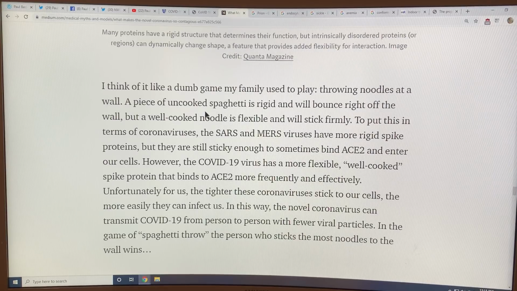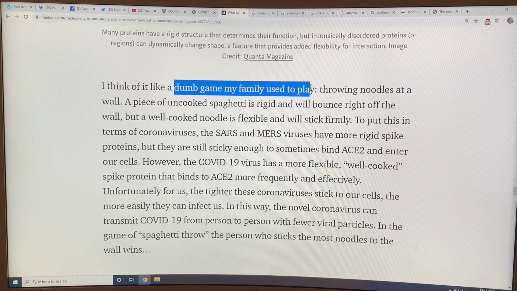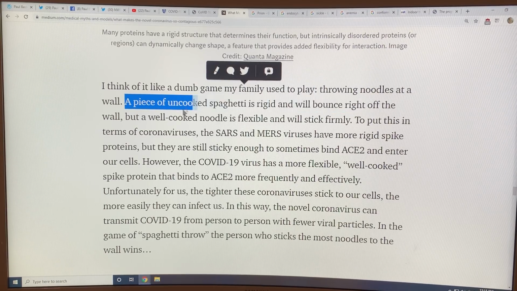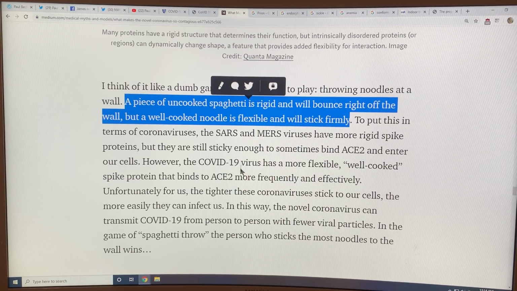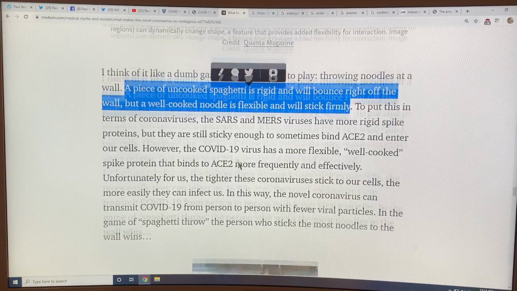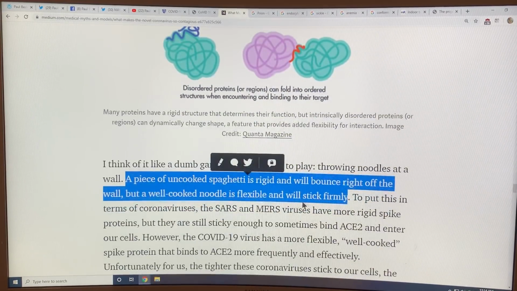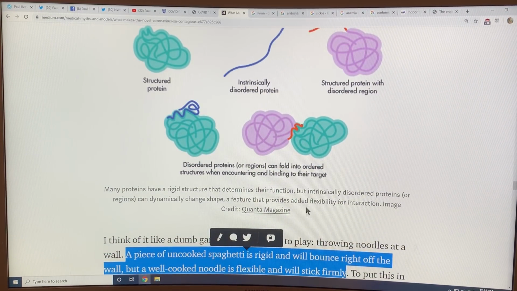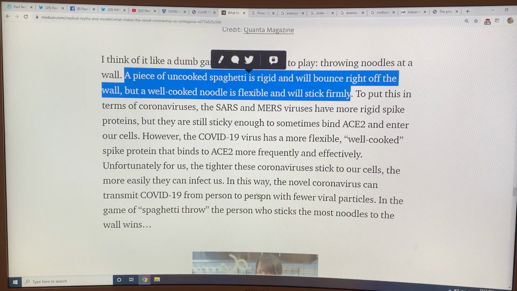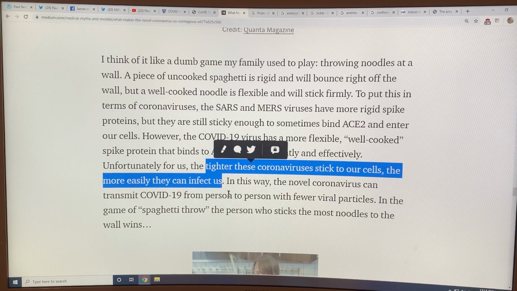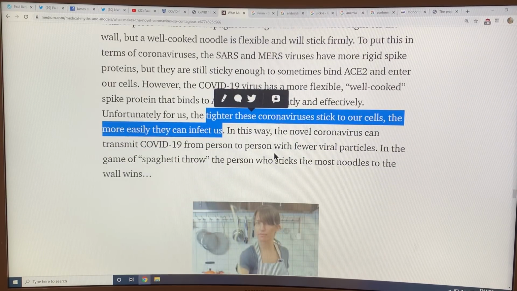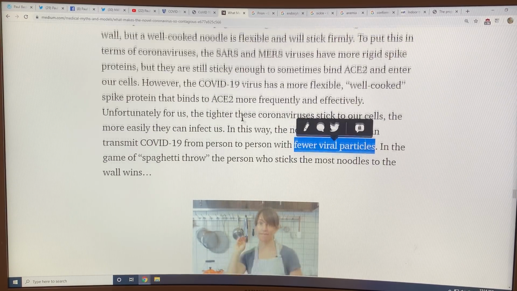It's like a dumb game that you can play, throwing noodles at a wall. A piece of uncooked spaghetti is rigid and will bounce right off the wall, but a well-cooked noodle is flexible and will stick firmly. The coronavirus protein spikes are of this nature. They have a wet noodly structure which allows them to stick to cells, so it can bind tighter. The tighter it can bind to our cells, the more easily they can affect us, and the fewer viral particles are needed to cause an infection.